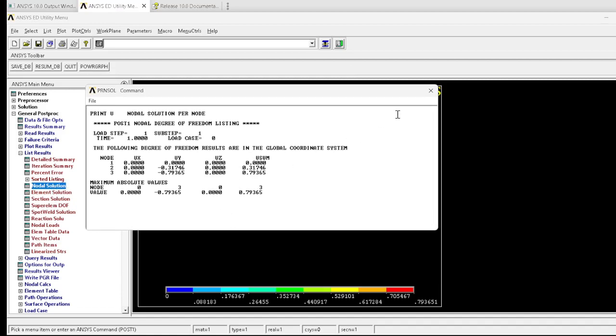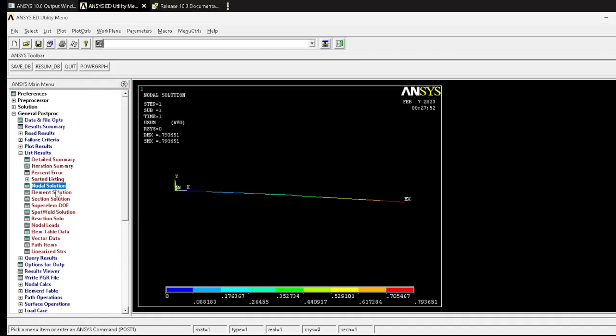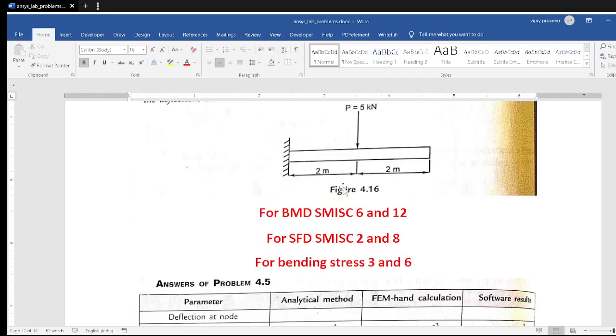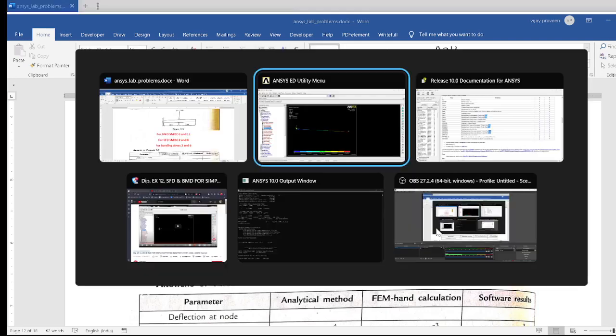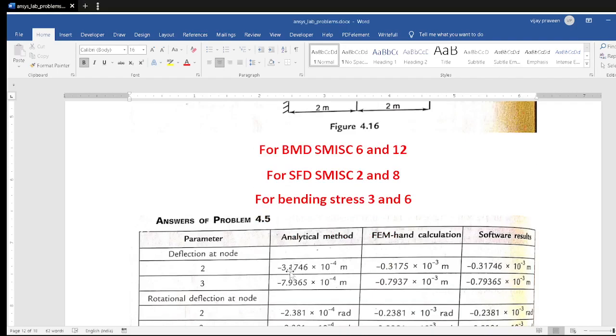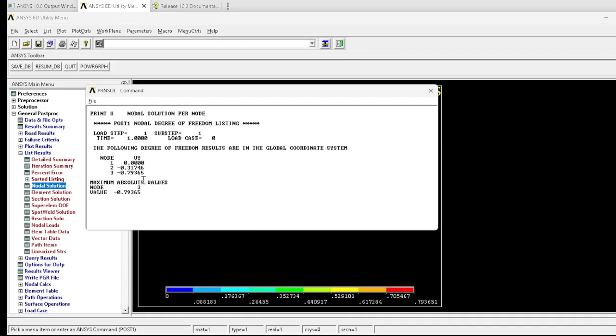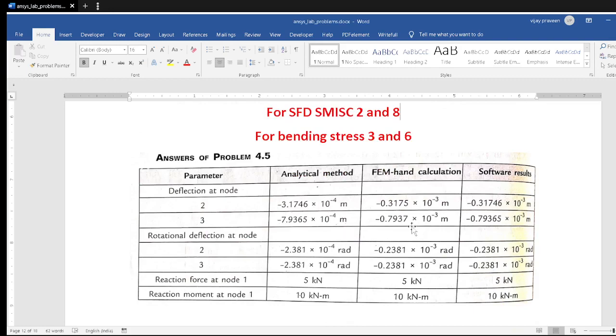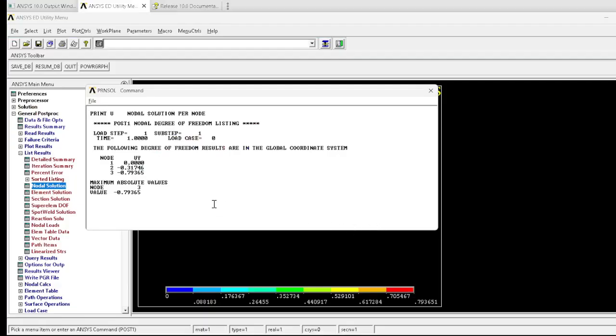Okay, so instead of that, in nodal solution, if you give the deflection, in which direction is deflection taking place? See, the rotation and bending will take place in z direction, whereas this is going to deflect in y direction. So let me give the y direction, then press OK. Now see this, node 1 is 0, node 2 is minus 0.31, same, right? And this one is 0.793.